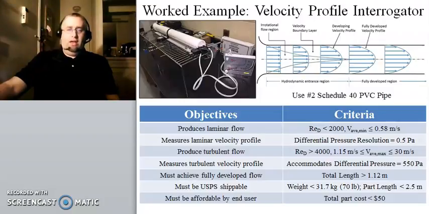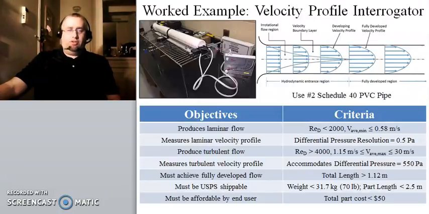So knowing that the pipe is a number 2 Schedule 40 pipe, I know its dimensions, and so to produce laminar flow, knowing that I'm using air as the working fluid, I can solve for the velocity, knowing that the Reynolds number has to be less than 2,000 to keep the flow laminar. So this is a quantitative metric that arises from the need for laminar flow. To measure the laminar velocity profile, well, I know this velocity, and I know that that velocity produces a pressure difference in a pitot-static probe. That pressure difference is 1/2 of a Pascal, so that's where that specification comes from.